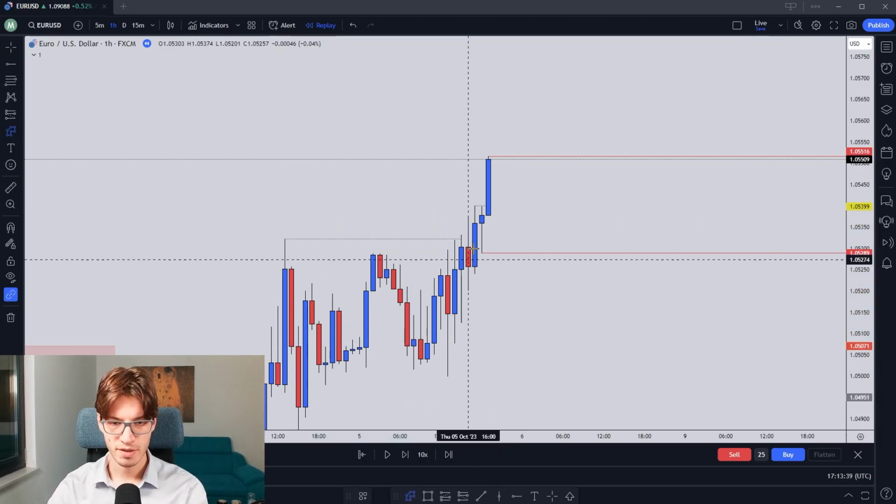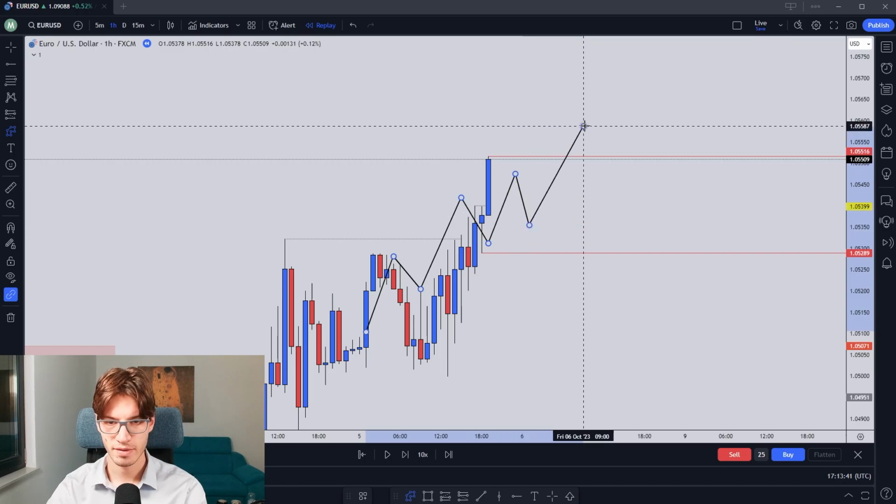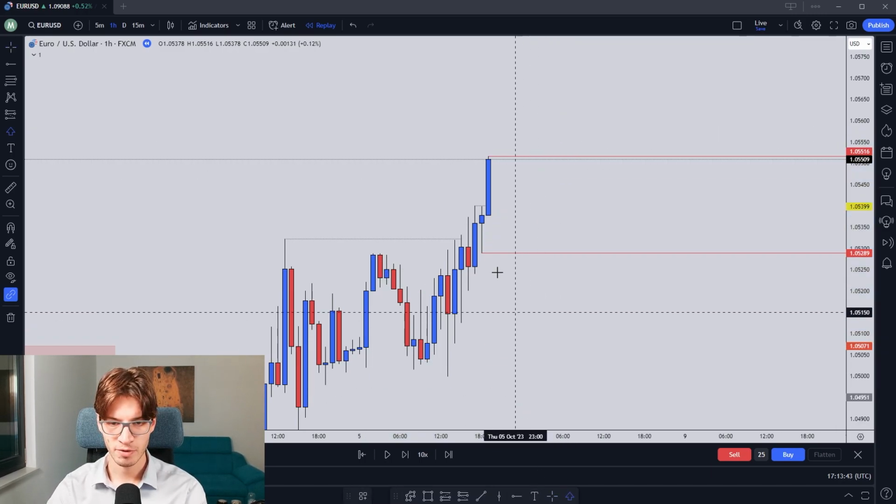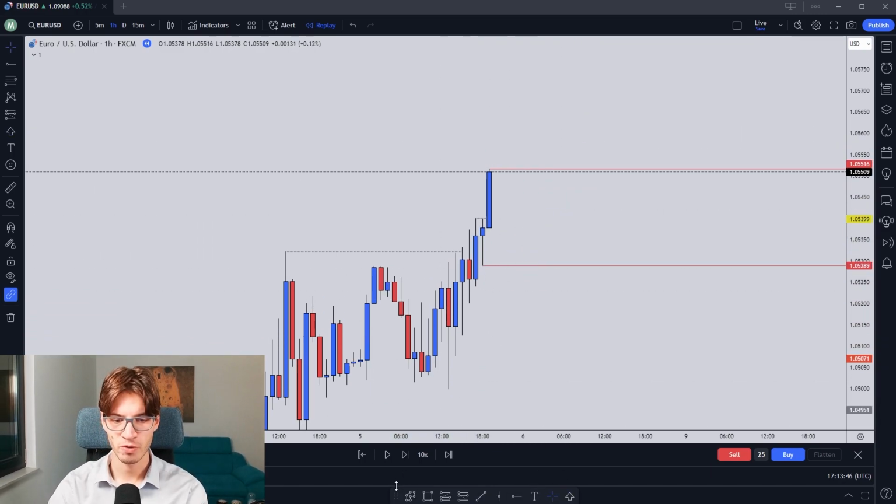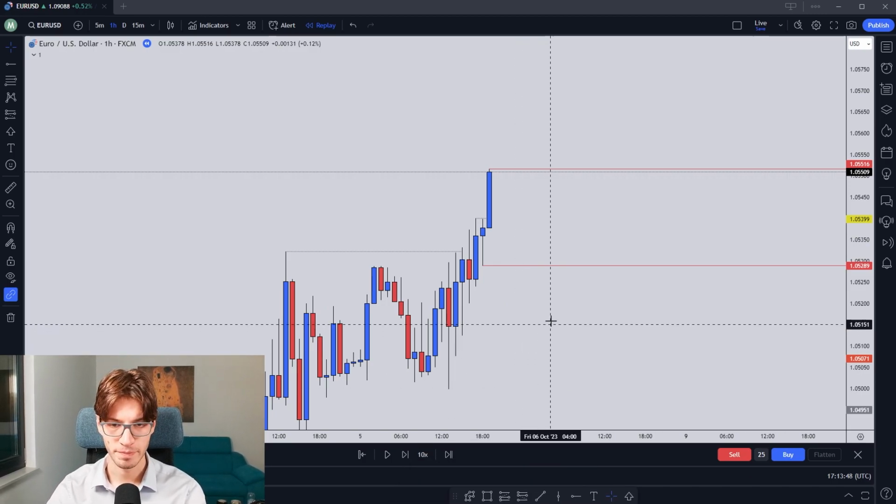Okay, and you can see how I use these tools, okay? To spot things, to draw channels, to mark something out, mark a candle out. Very, very useful. This is very, very useful. Let's continue.